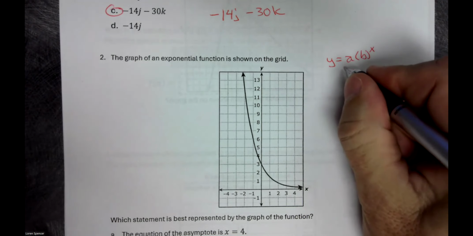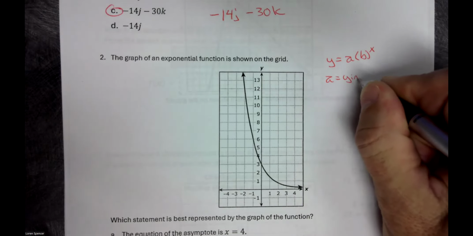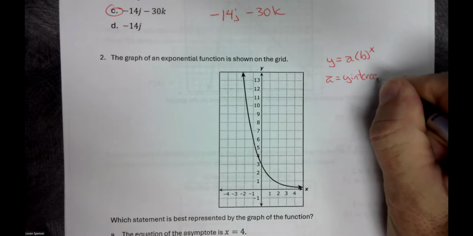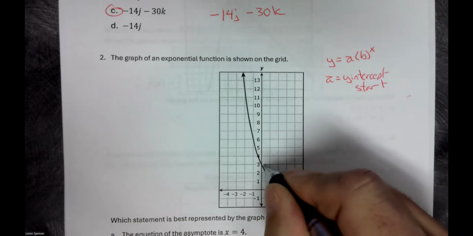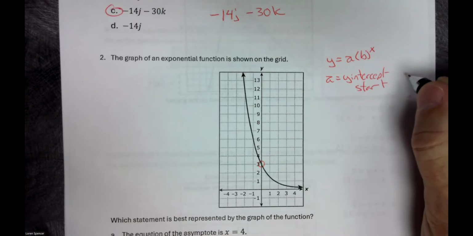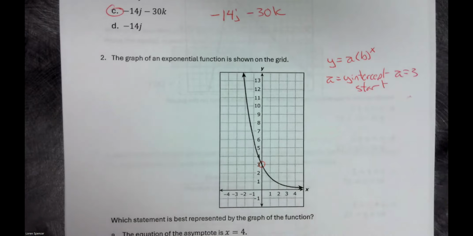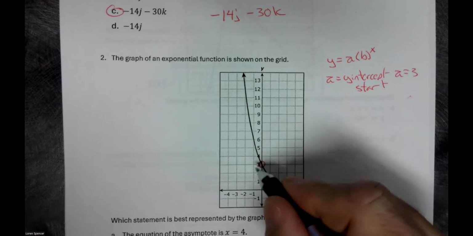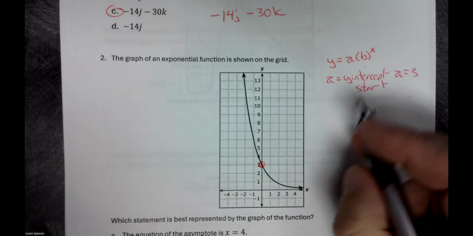Okay, we have to know what A is. A is our y-intercept. It's also our start. Well, guess what? I know my y-intercept is, in this case, A is 3. All right, and I got that from the graph because this is where it crosses the y-axis. The next thing, we need to talk about B.